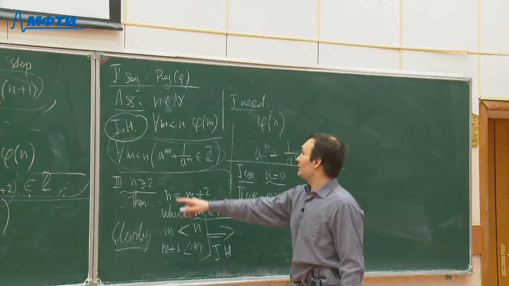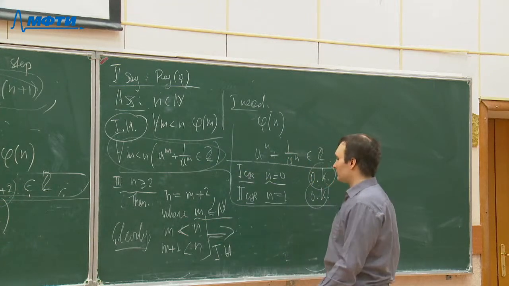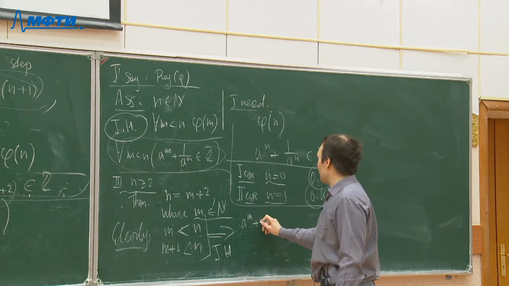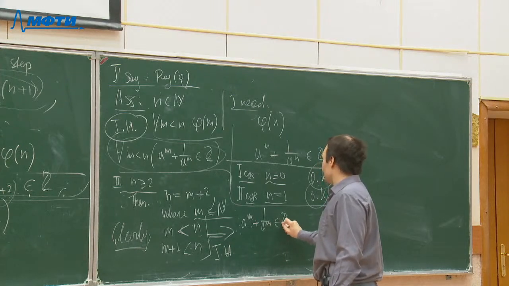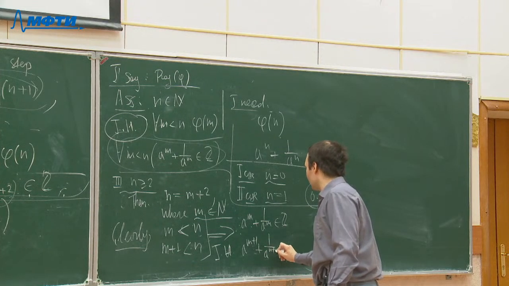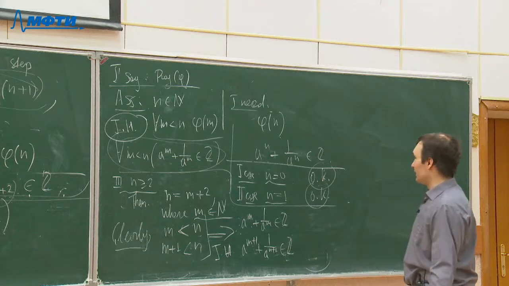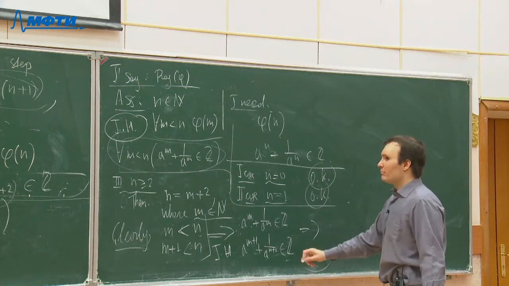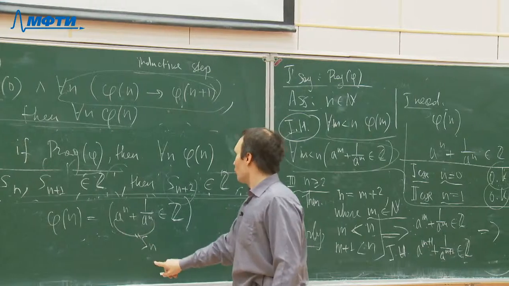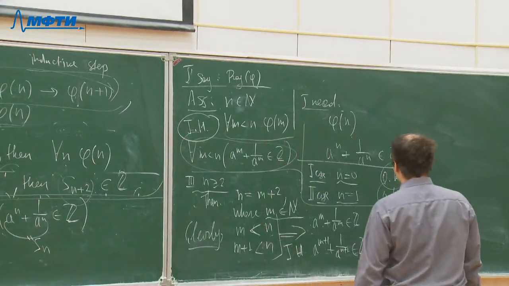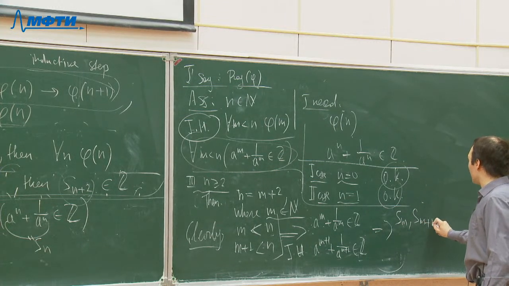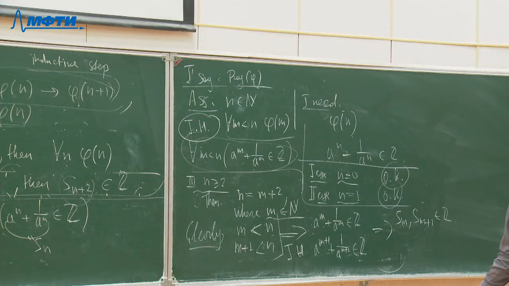By the inductive hypothesis, using this fact, this assumption, I can say that this number is integer and this one is integer as well. Or using our notation, where this was called S(n), I see that S(m) and S(m+1) are both integers.